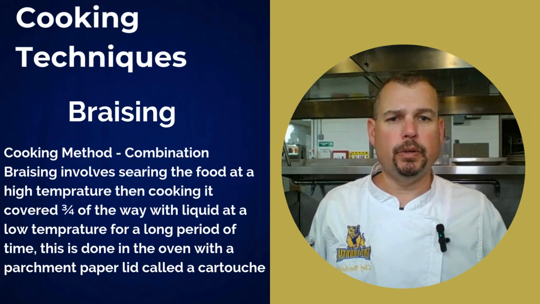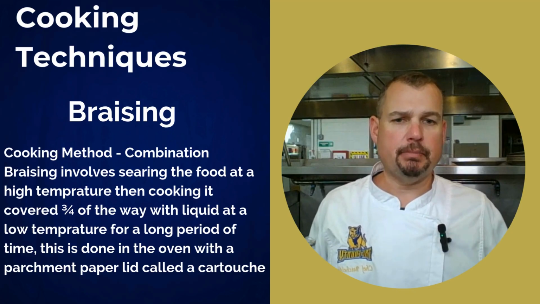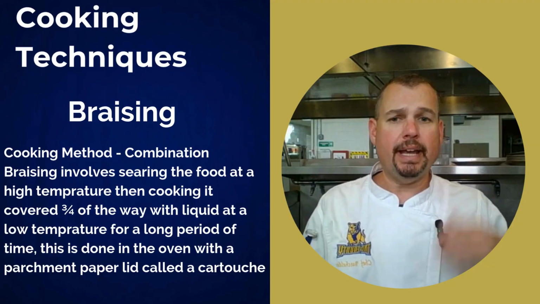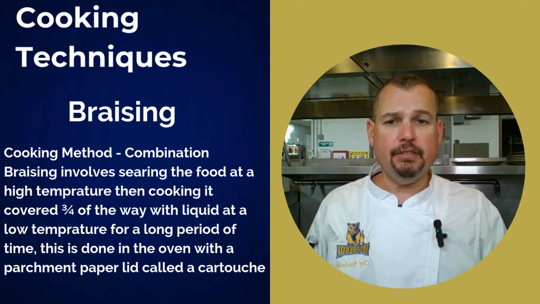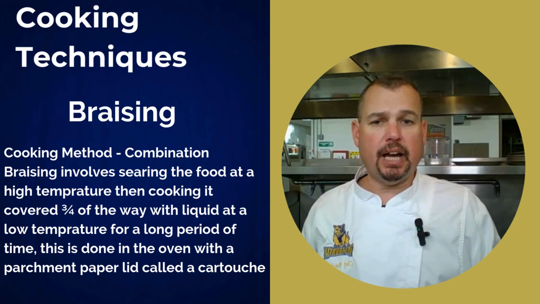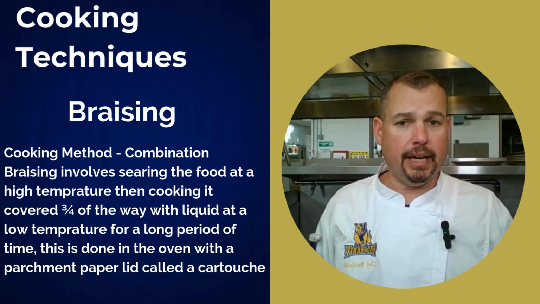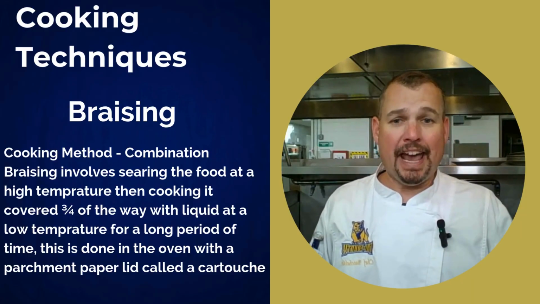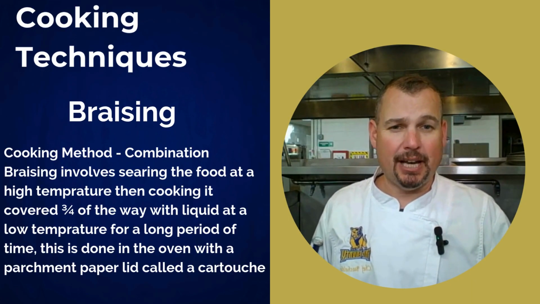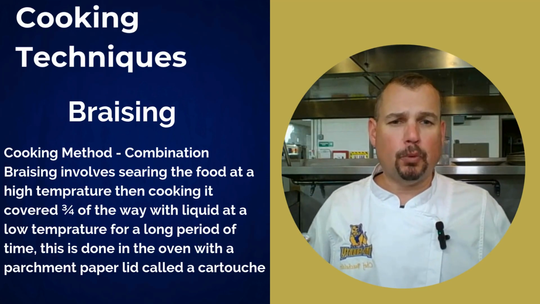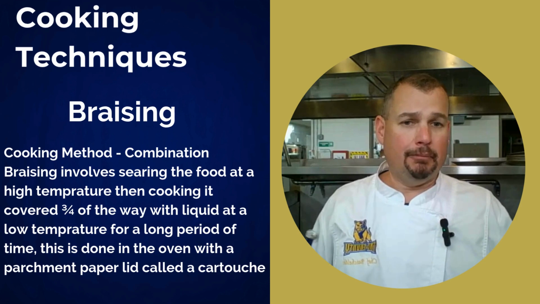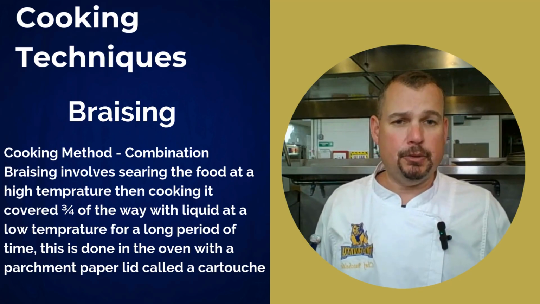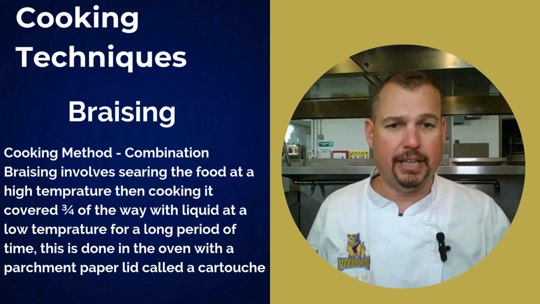Braising food. This is our first combination method that we're going to talk about. Now remember, a combination method means that we're using both wet and dry. Braising food involves searing the food at a high temperature, which is dry, and then cooking it covered three-quarters of the way with liquid, which is wet, at a low temperature for a long period of time. This is great if you want to make a nice braised brisket. It's going to help break down muscle fiber and connective tissue, so this is a very low and slow cooking method.